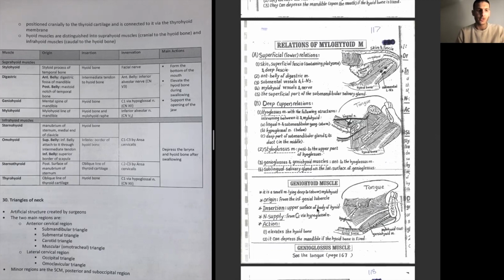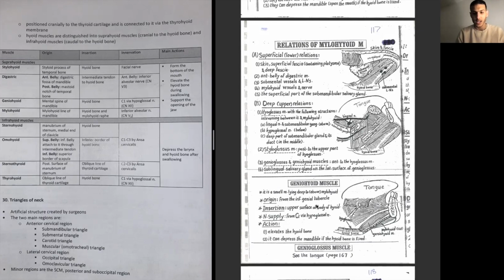Then finally, we have the geniohyoid. It is a small muscle that begins here, origin from the inferior genial tubercle, and insertion into the upper surface of the body of the hyoid. So from the inferior genial tubercle down to the upper surface of the hyoid, supplied from C1 via the hypoglossal nerve, and action elevates the hyoid. It can depress the mandible if the hyoid bone is fixed. Okay, and you have a summary of this in here.